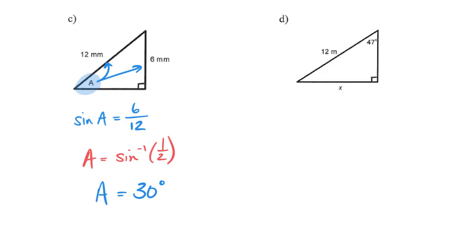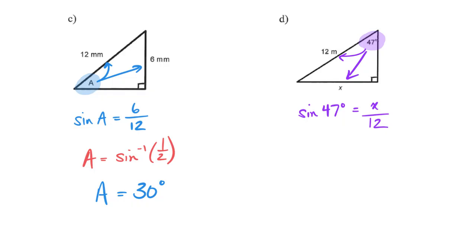Okay, let's jump into D as our last one. So you take a peek, D. I'll do that in purple. There's my angle that I'm focusing in on. And from that angle, I have opposite and I have hypotenuse. There is my sine ratio again. So my sine of 47 is x over 12, opposite over hypotenuse.